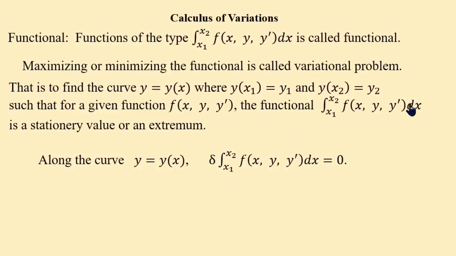If this functional is extremum along the curve y equal to y of x, that is our aim, to find this function y equal to y of x. That means this functional is extremum along the curve y equal to y of x. Therefore, along the curve y equal to y of x, delta of integral x1 to x2 f of x, y, y dash dx must be 0, because it is extremum. So the derivative is 0, or the change in this is 0. So either it is maximum or minimum.